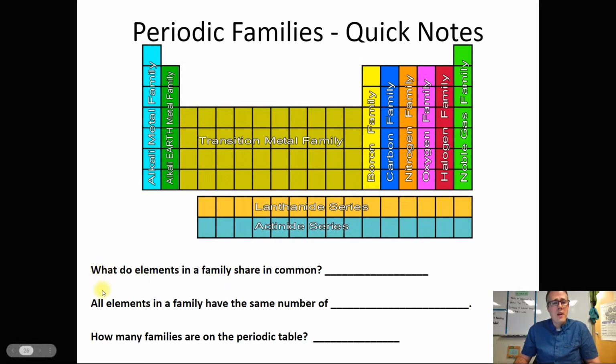So the first one is, what do families share in common? Well, that is their properties. They like to bond with similar things. They're often similar states, like they're gases or solids or liquids. They often have similar boiling points. They often have similar melting points, stuff like that. And the reason for that, the second blank on your paper, is because of all of their valence electrons.